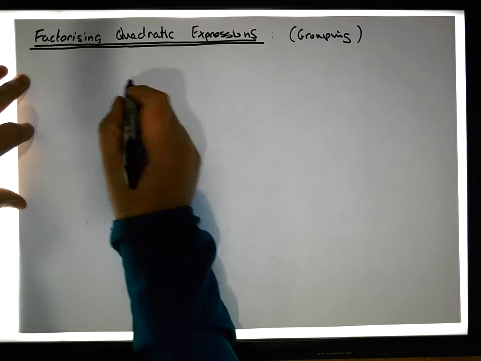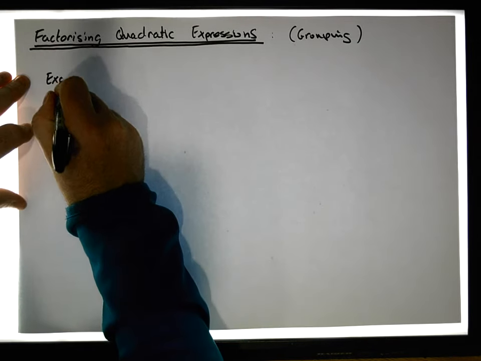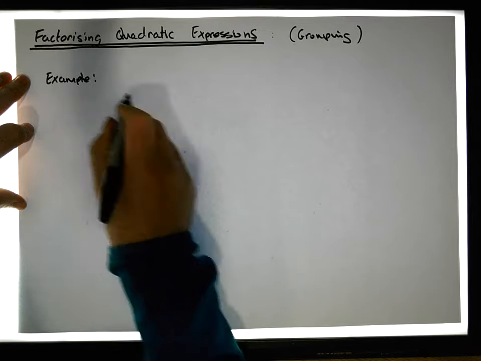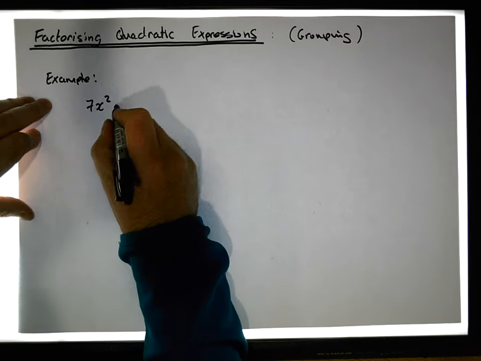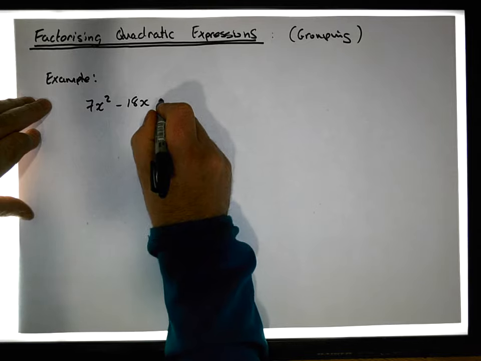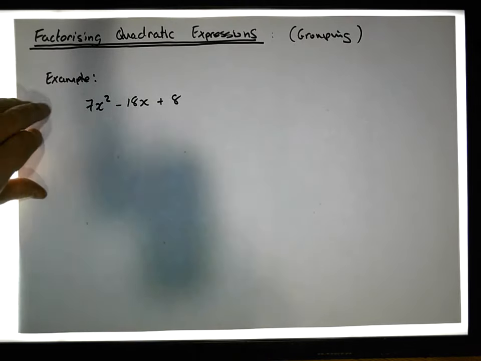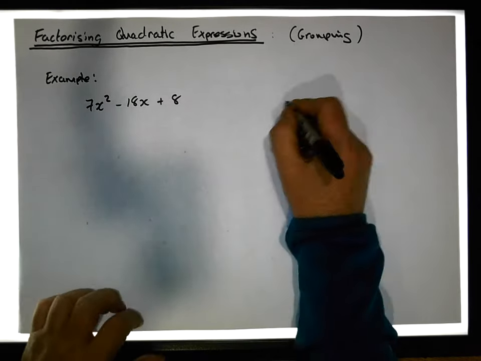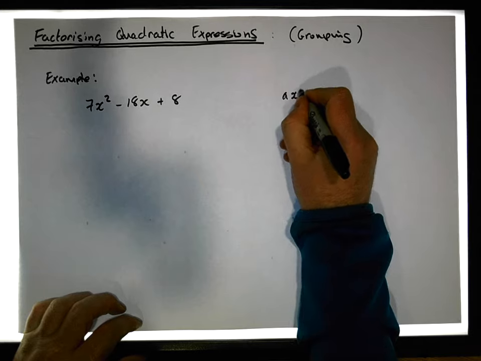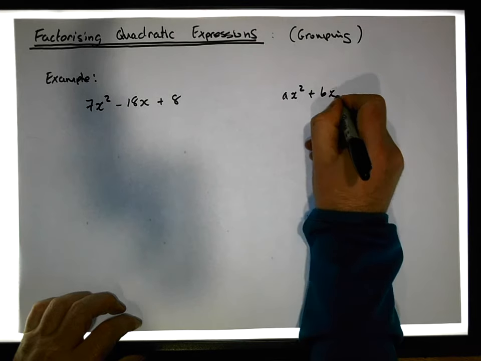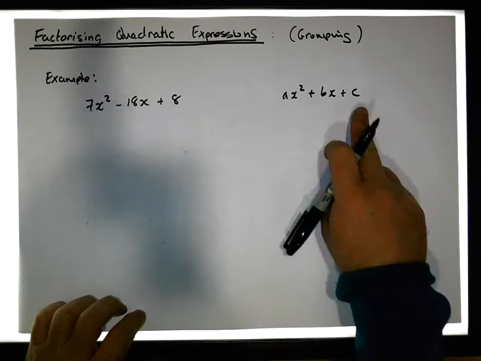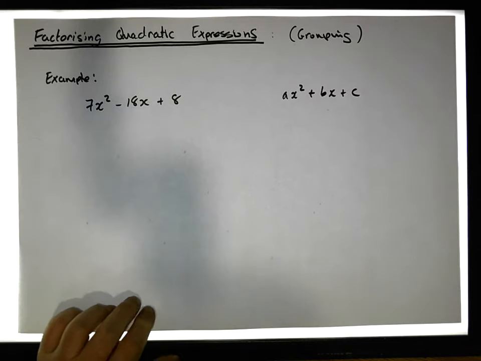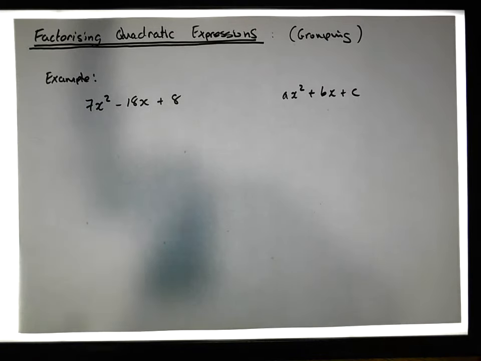Let's actually choose a quadratic first of all. Here's an example. Okay, so let's say that we have something like 7x squared minus 18x plus 8. So we want to factor this particular quadratic. It is a quadratic because it's in the form ax squared plus bx plus c, where a is 7, b is minus 18, and c is 8. And we defined a particular process that allowed us to factor these particular things.